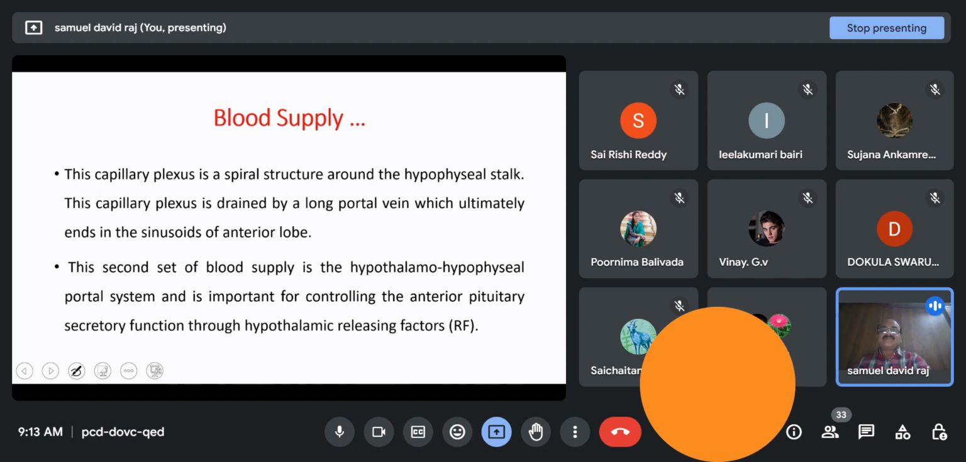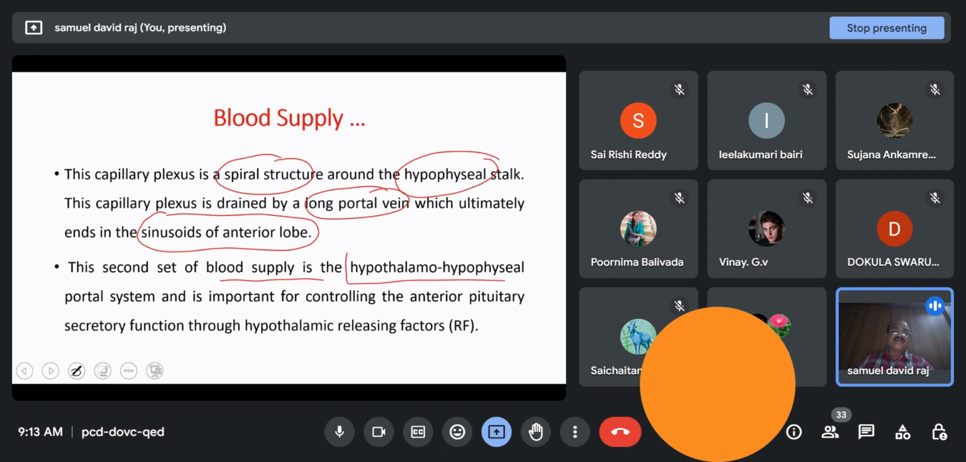So this capillary plexus is a spiral structure around the hypophyseal stalk. It is drained by a long portal vein, which ends ultimately in the anterior lobe. Thus, it is connected to the anterior lobe directly, the first plexus. And the second set of blood supply is given by the hypothalamo hypophyseal portal system, which is important for controlling the anterior pituitary secretion through the hormones released from the hypothalamus, called releasing factors.